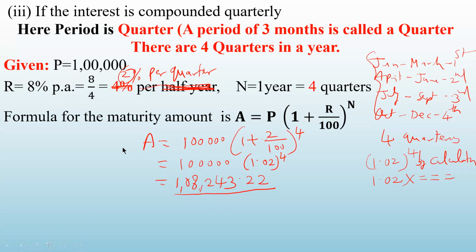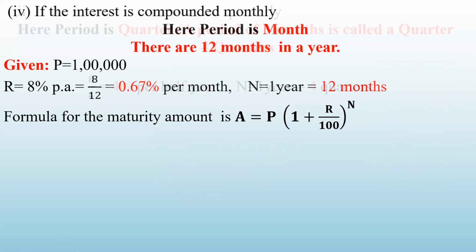Now let us see the fourth one, when the interest is compounded monthly. If the interest is compounded monthly, what is your period here? It is month. So R also has to be converted into month, and the time period N also has to be converted into month. You know that there are 12 months in a year. P is 1 lakh, and R was given as 8% per annum, so for the whole year it is 8. Year means 12 months, so for 12 months it is 8.